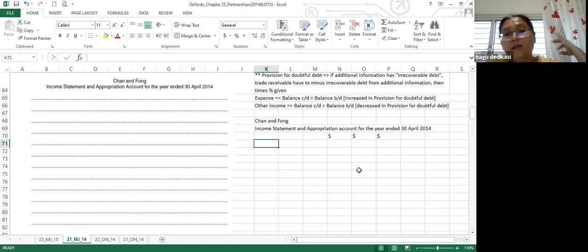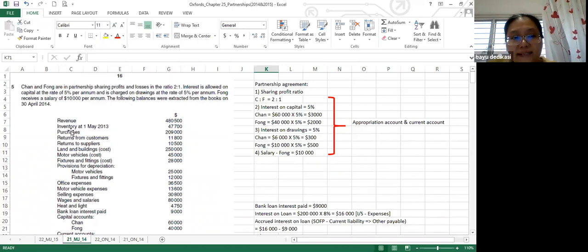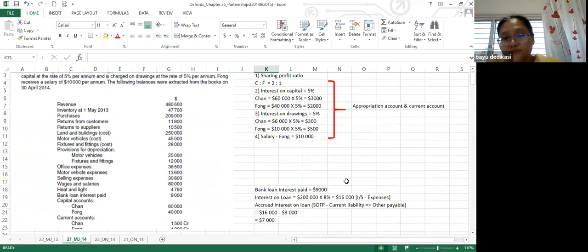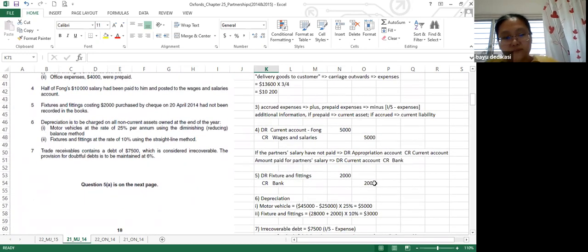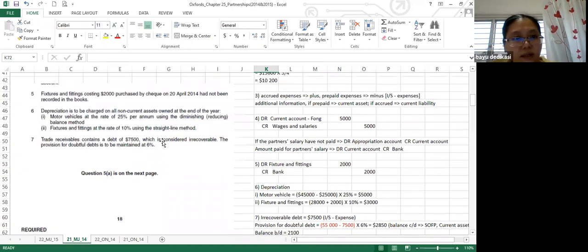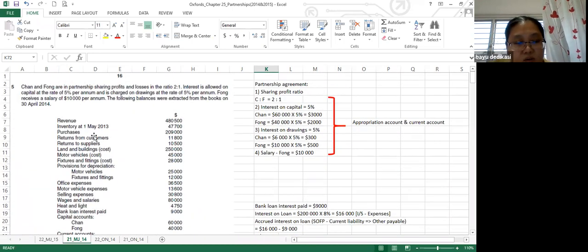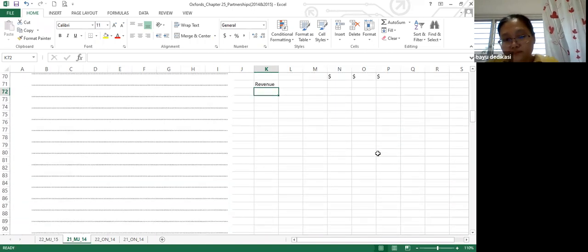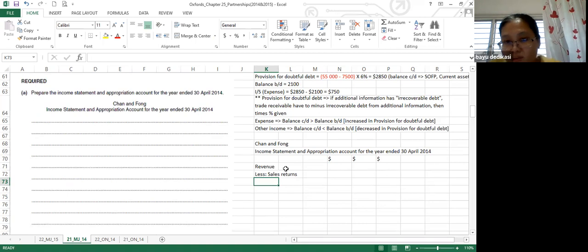Okay, the first thing for the income statement is always the revenue. So your revenue section. Okay, your revenue, you have this one, and then they also say return from customer. This is trying to tell you that it's a sales return. So you have to minus sales return to get the net sales to put into it. So this amount, whatever number, you have to find yourself.